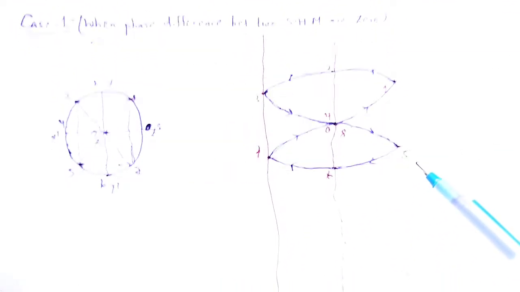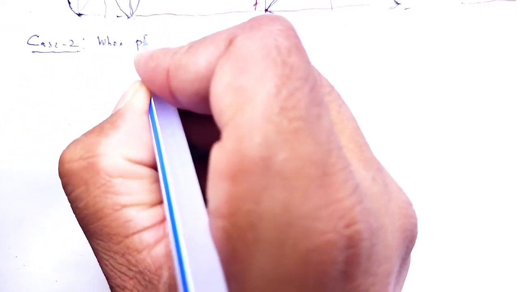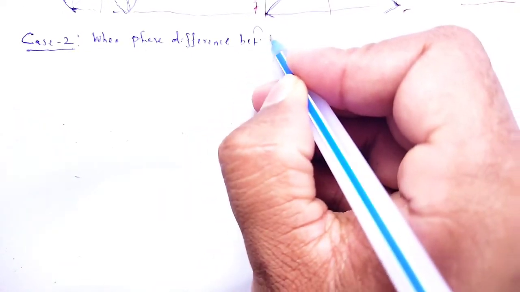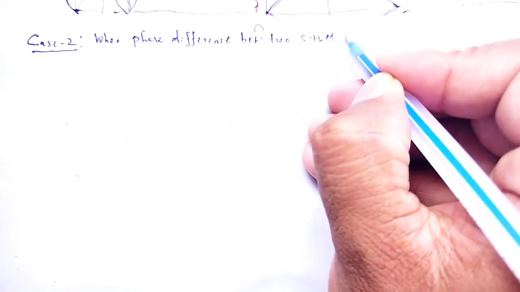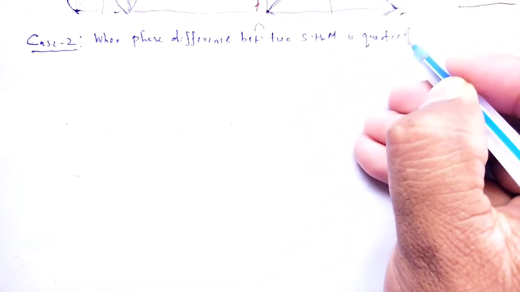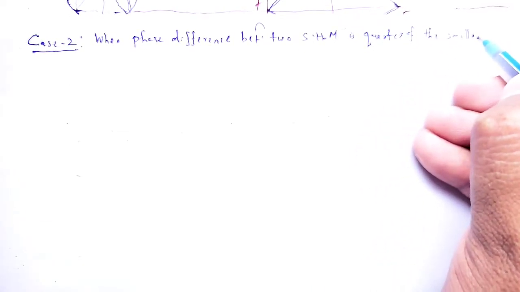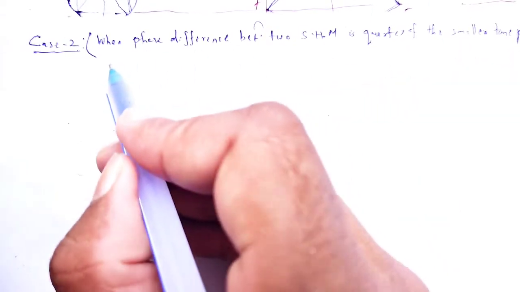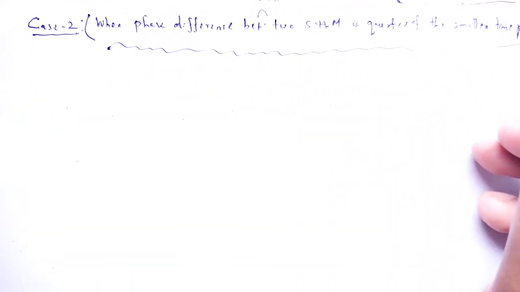Similarly, we draw another Lissajous figure using another condition. Case number 2: when the phase difference between the two simple harmonic motions is a quarter of the smaller time period.